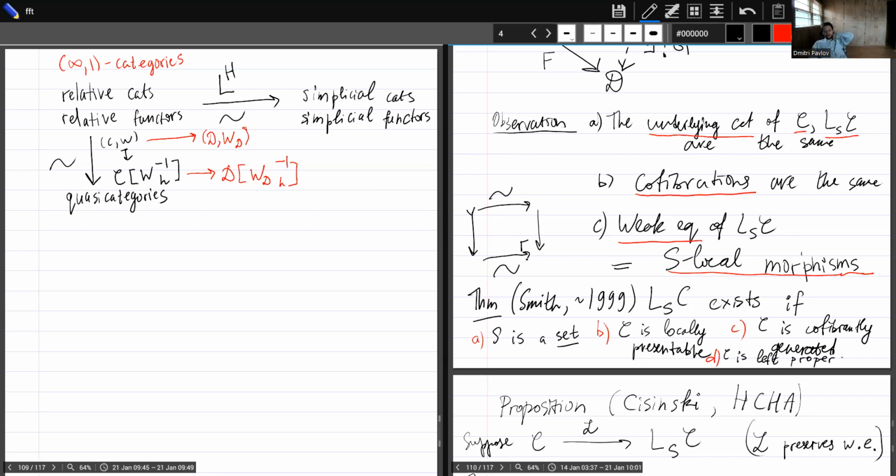Under those conditions, which turn out to be very mild, I mean, the first three are basically tautological and trivial to verify in practice. Left properness is not always satisfied, but it is true in pretty much any practical example we are interested in. In particular, it is true for simplicial presheaves, because for simplicial presheaves, any projective cofibration is degree-wise or object-wise a cofibration, which reduces the verification of this property to simplicial sets. And for simplicial sets, it's true because, well, push-outs along monomorphisms do preserve weak equivalences, yeah. All right.